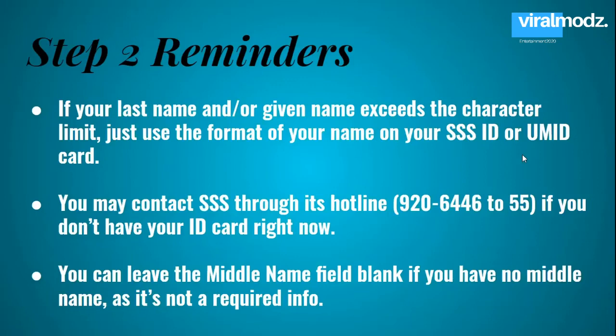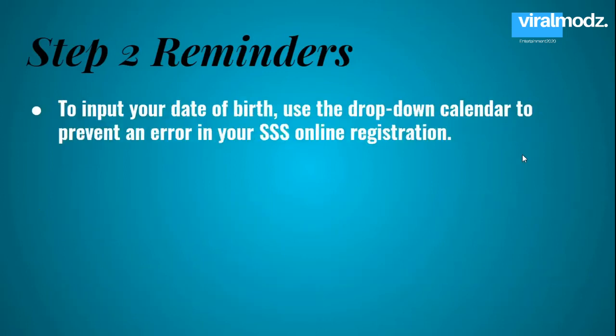You may contact SSS through its hotline at 920-6446-255 if you don't have your ID card right now. And you can leave the middle name field blank if you have no middle name, as it is not a required information. To input your date of birth, use the drop-down calendar to prevent an error in your SSS online registration.